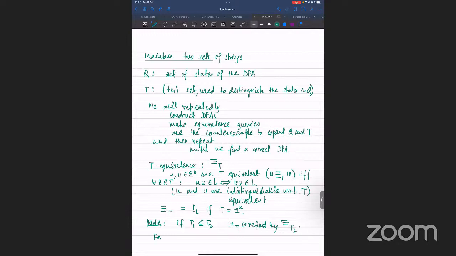And for all T, since T is a subset of sigma star, we have that IL refines this. Clear? So IL always refines this. So these are very important observations. We are going to need them at some point of time.